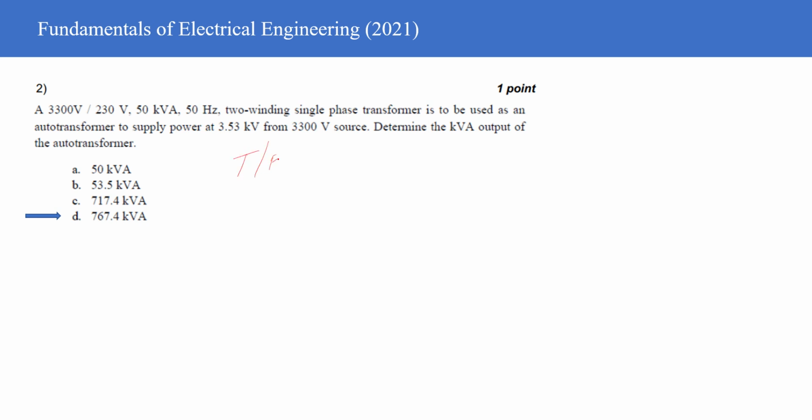So you have a transformer, right? The power transfer is by magnetic effect, but in an auto transformer the power transfer is by magnetic plus electric.